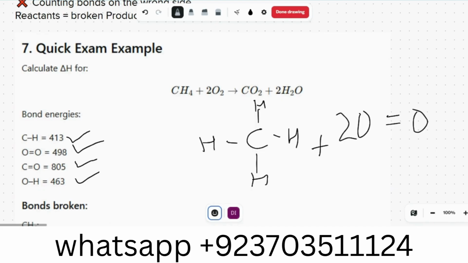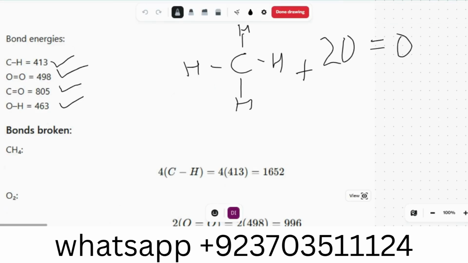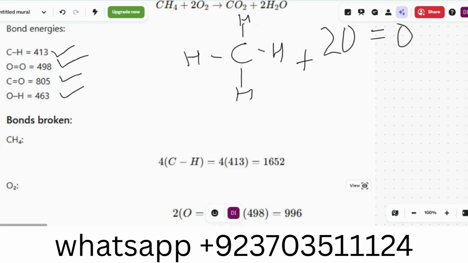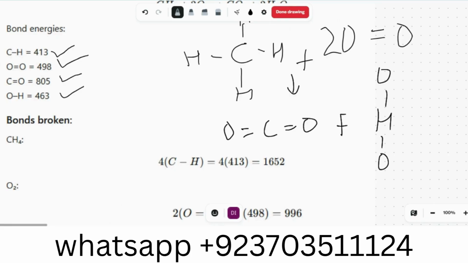And as a result, how many bonds are formed? CO2: carbon has 2 bonds with oxygen, so the product would be C double bond O, plus H2O. So now you can see how many bonds we have to break first.